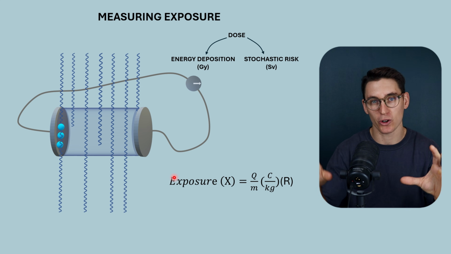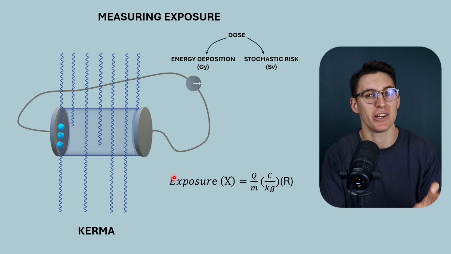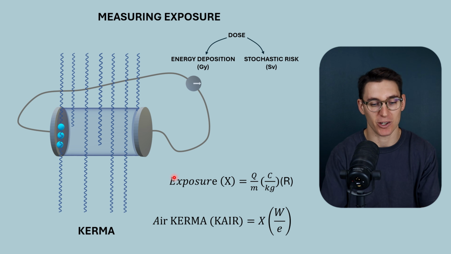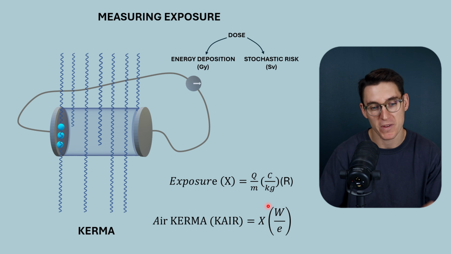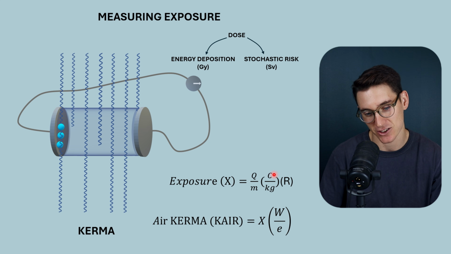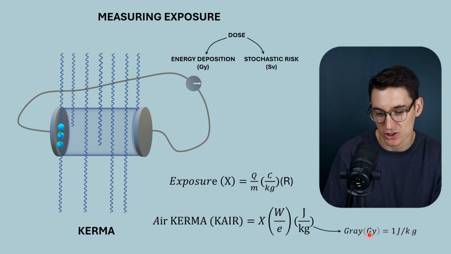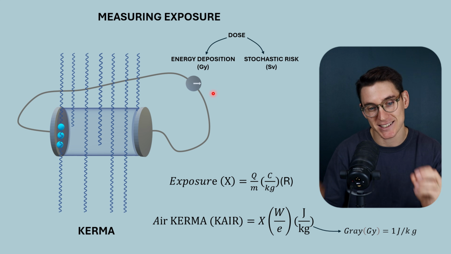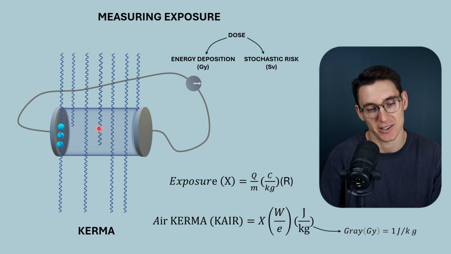We can convert this exposure value into an energy per kilogram value using something that's known as KERMA, kinetic energy released per unit mass. And because we're dealing with air here, we can calculate air KERMA. We can take the exposure that we've just calculated here with our electrodes, and we can multiply that by the average energy it takes to release an electron from an atom in air, divided by the charge of an electron. This charge of an electron is going to cancel out the coulombs here, and we're going to get joules per kilogram as our unit. Air KERMA is measured in joules per kilogram, and that joules per kilogram is what's known as a gray here. Now we can measure at least the initial energy that's been deposited by these emitted X-rays being exposed to this air here.